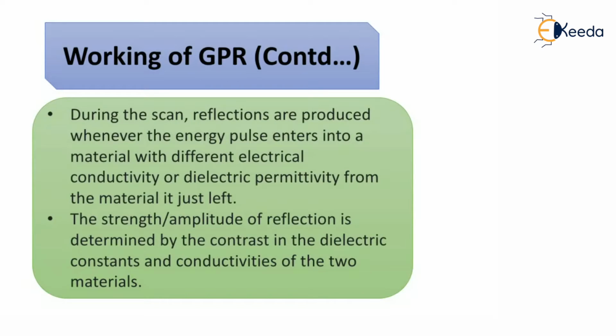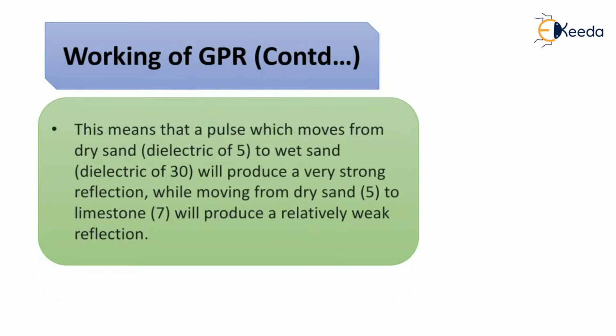Now, the strength or amplitude of the reflection is determined by the contrast in the dielectric constants and conductivities of the two materials. It means if the pulse is moving from dry sand, which has a dielectric value of 5, to wet sand, which has a dielectric value of 30, it will produce a very strong reflection. While moving from dry sand to limestone, which is 7, it will produce a relatively weak reflection. So, this is just an example.